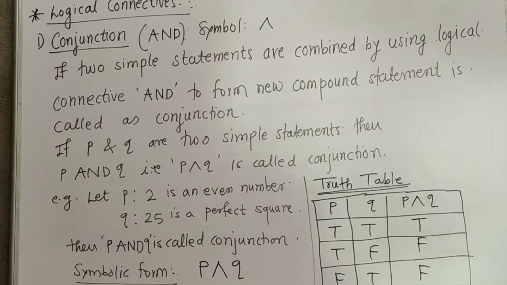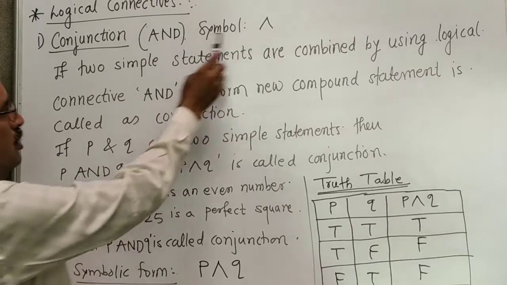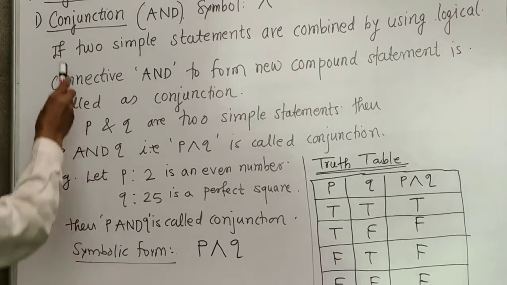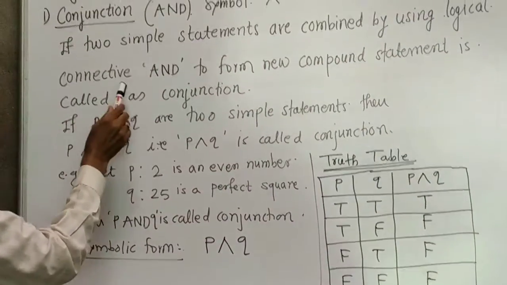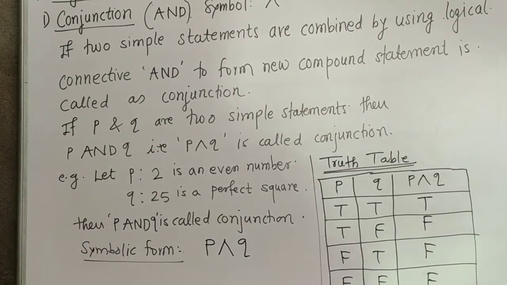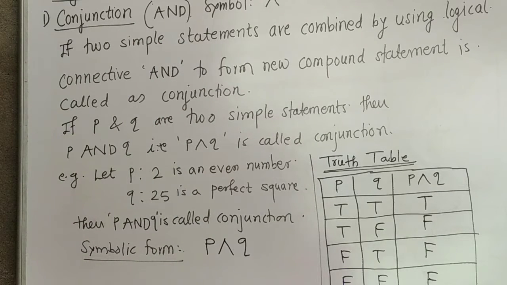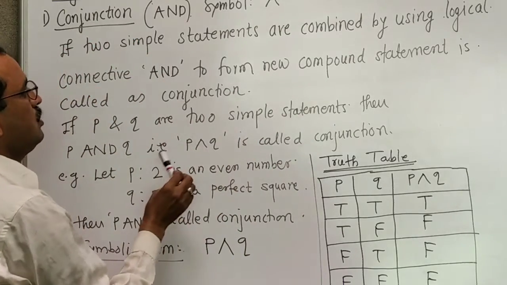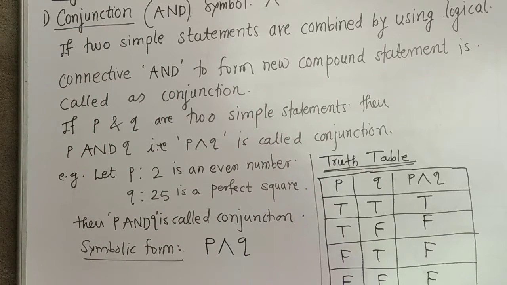Here we study first logical connective, conjunction. It is an AND statement. The symbol is reverse V. The definition of conjunction is, if two simple statements are combined by using logical connective and to form a new compound statement, it is called conjunction. Means if two simple statements are joined by using connective and, then we get a new compound statement which is called conjunction or AND statement.